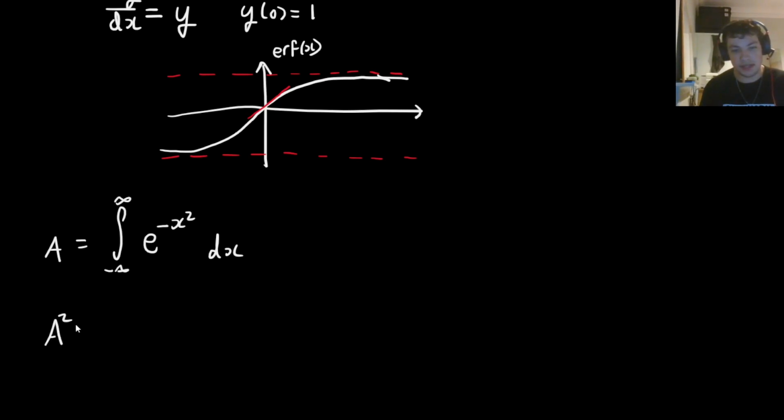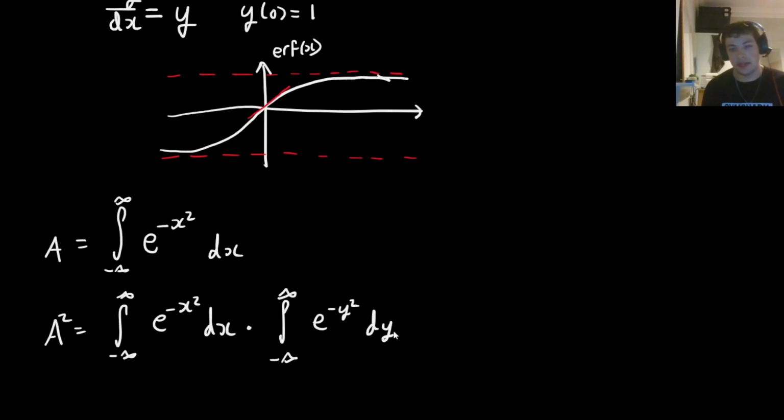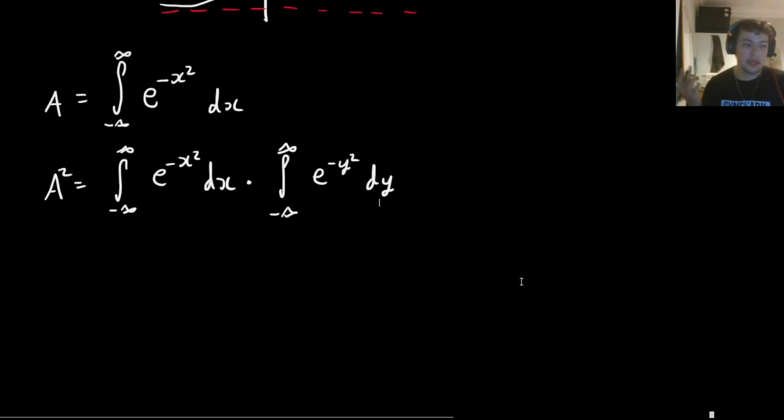Then a squared is the integral from negative infinity to infinity of e to the negative x squared dx, times the integral from negative infinity to infinity of e to the negative y squared dy. That's fine. That's just writing the same thing out twice, because x is a dummy variable, so we're allowed to change it to a y in the second expression. Then we're going to do this thing called Fubini's theorem, which means that we can write this as, basically, we can stick one integral inside the other one.